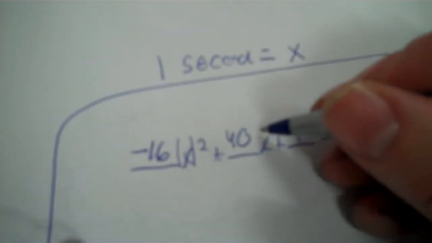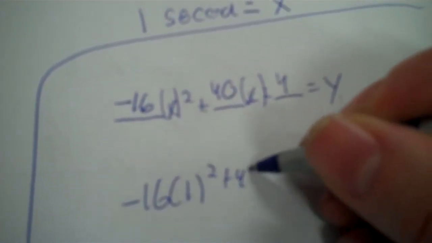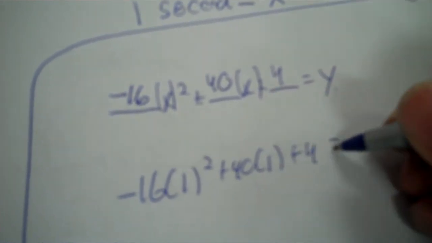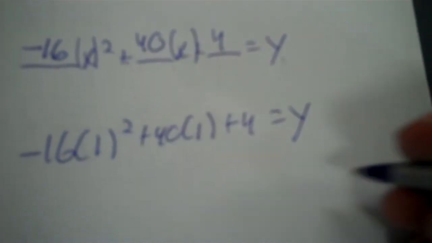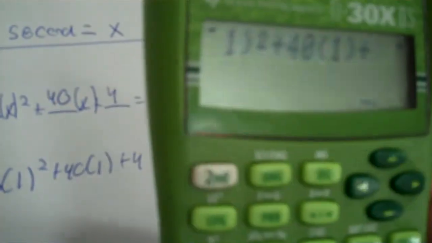Well, 1 second, that goes in for x, okay? So replace all your x's with 1s, and that will solve the problem. See, it is a quadratic, but x is not to the second power in the answer, it's just one answer. I'm punching this one in on a calculator, it's 28, okay. 28 feet.